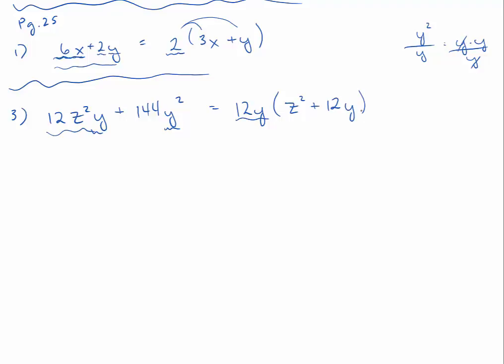And so when I factor out a 12y, what I'm left with is 12y times z squared plus 12y. And again, it's easy to check if I distribute that 12y back through. 12y times z squared is 12z squared y, and 12y times 12y is 144y squared, which is what we started with. Moving on to number 5.